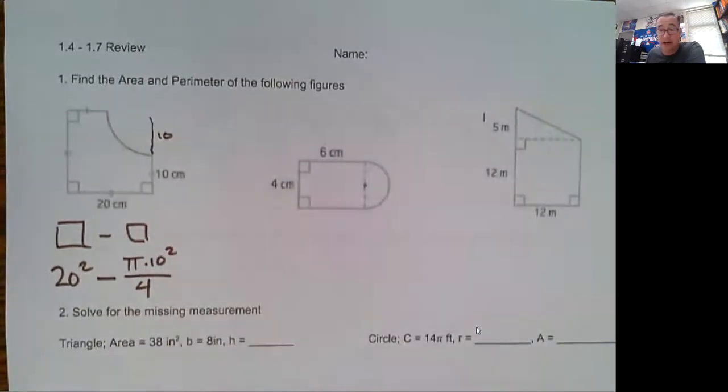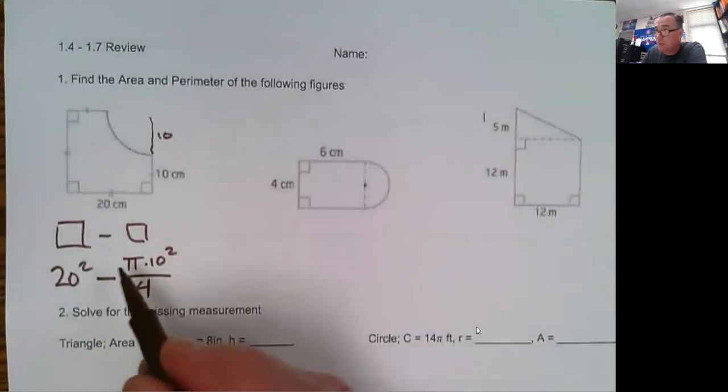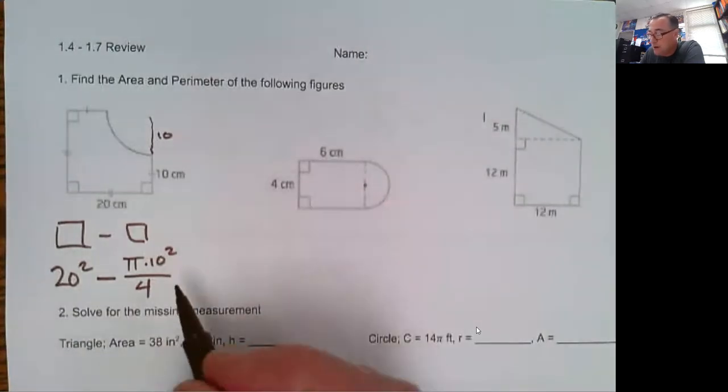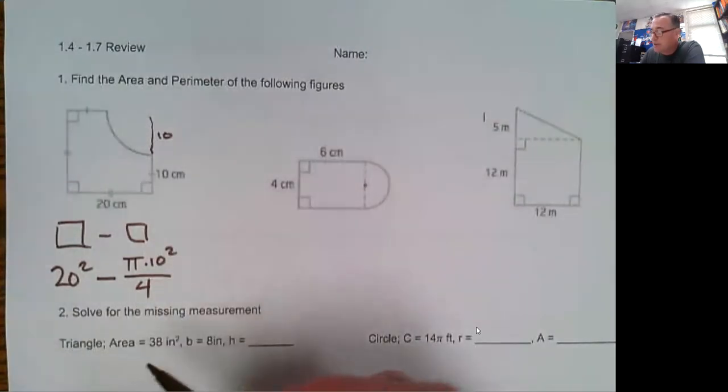Now, I could plug that into the calculator, and it's totally fine to do that. This will be 400. This will be 100 pi over 4, or 25 pi. I'll subtract them, I'll get a number. Totally fine. And I'll let you do that because I don't want to take up the extra time.